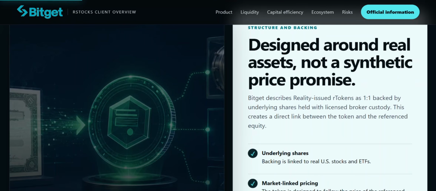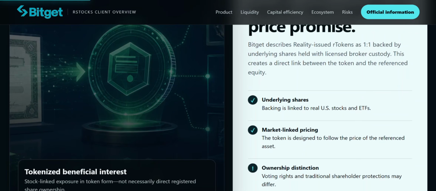We can see that Bitget describes Reality-issued R tokens as one-to-one backed by the underlying shares held with a licensed broker custody, and this creates a direct link between the token and the reference equity. The backing is done by a broker in the US, so you have high liquidity and deep market liquidity as well. Liquidity matters because of situations like spreads and slippage, so they've actually overcome this problem.